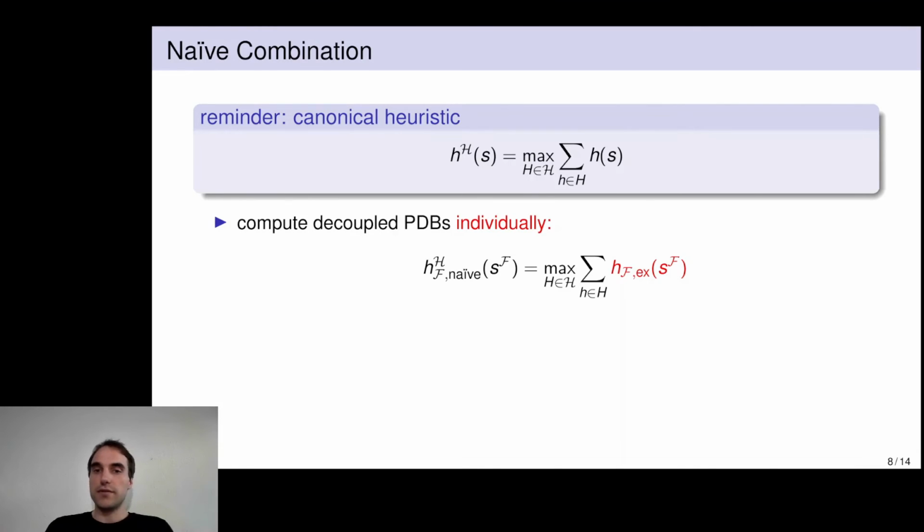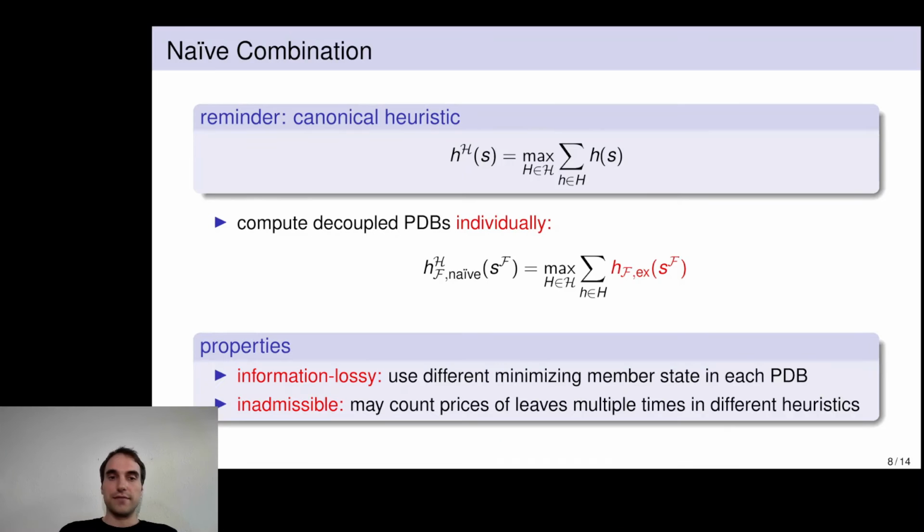And of course we can do so. So that means that we still maximize over all additive sets, and for each additive set we still compute a sum, however over the decoupled PDBs now. That means we compute decoupled PDBs individually and sum up their heuristic values whenever possible.